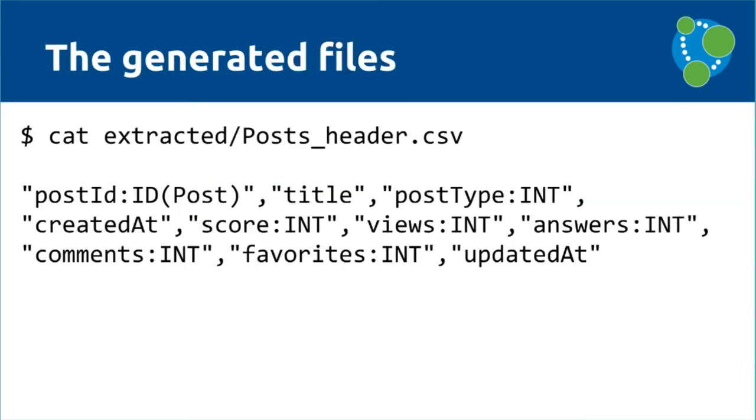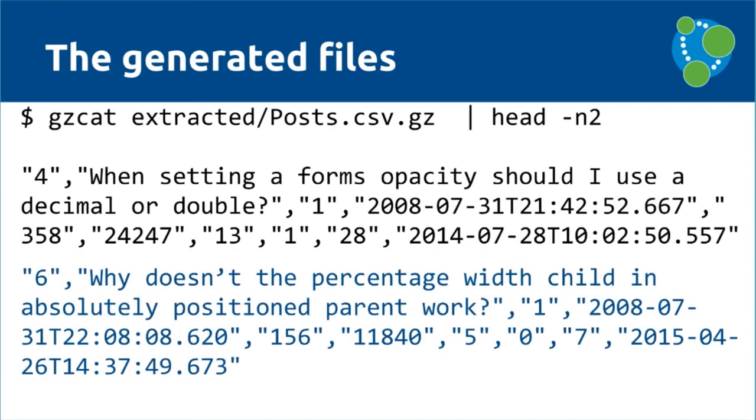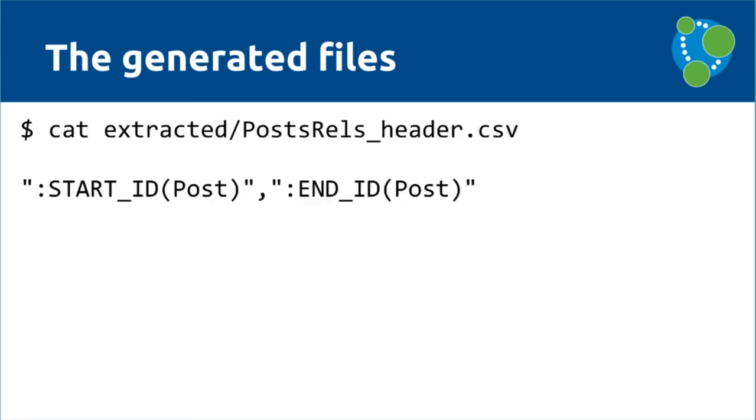So this is the posts one. You define like this is going to be my ID column. Here are the properties I want to create. Michael mentioned you can type things, so this is how you do it. For example, these are all ints. Exactly. And then that's what the posts file looks like. So it's quite similar to the CSV files we've been looking at before. This is the relationship file. It's kind of the same, just with slightly different titles.